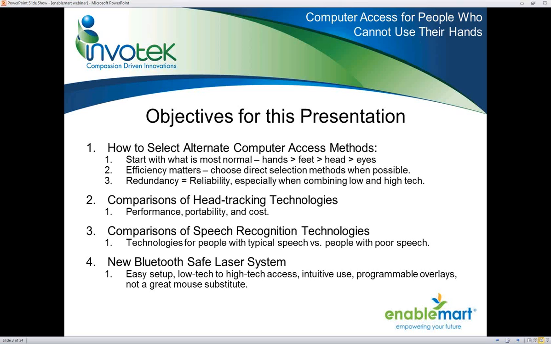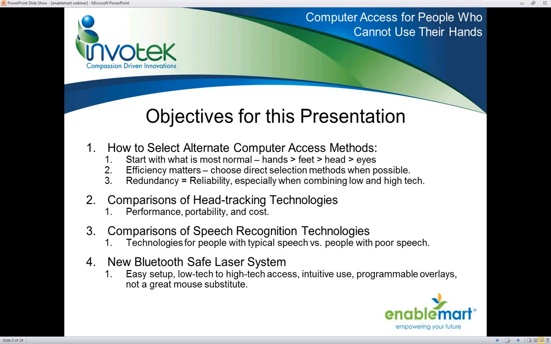Efficiency is really important, and a lot of times we'll work with people who use scanning access methods because it's relatively easy to set up. You just have to find a switch site and you go from there. But it takes longer. It's usually more work for people, and by the time they're done, we've kind of worn them out. So be careful there. And then redundancy equals reliability, which we've already talked about a little bit, but this is especially true when we combine low-tech techniques with high-tech techniques. Then we've really helped people to be able to use their devices.